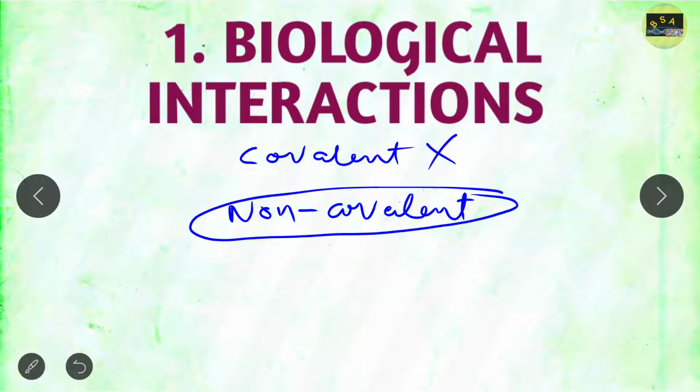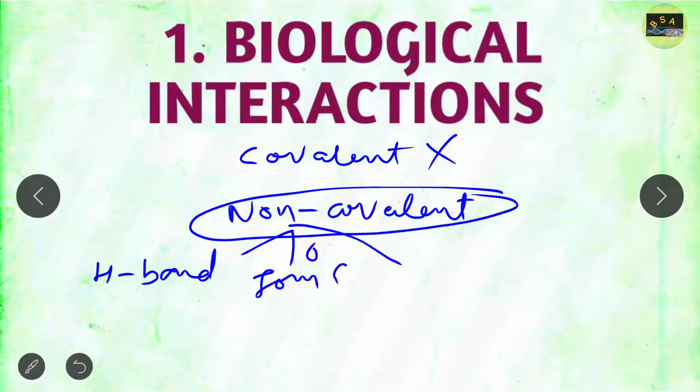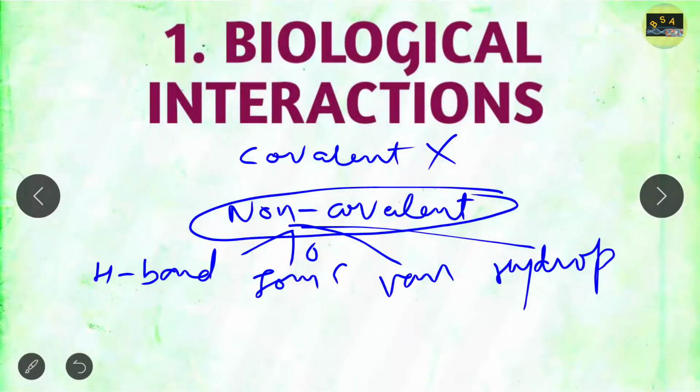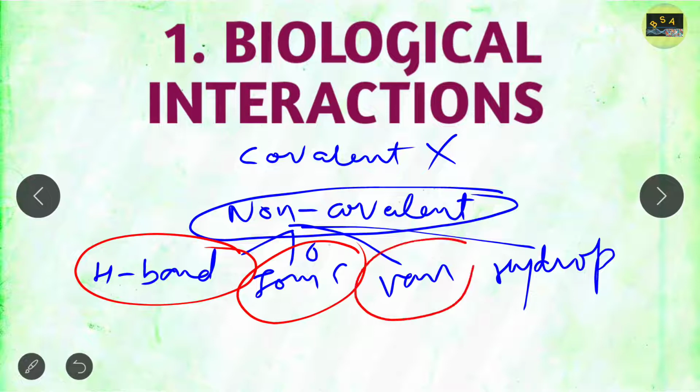So what are these interactions? These are mainly the hydrogen bond, ionic interactions or electrostatic interaction, then the van der Waals interaction and hydrophobic interaction. I already made a video on these biological interactions; if you go to the biochemistry playlist, the first video is on this. You have to note down what the hydrogen bond, ionic, van der Waals, and hydrophobic interactions are. You should know which is the weakest, which is the strongest, and all these things.